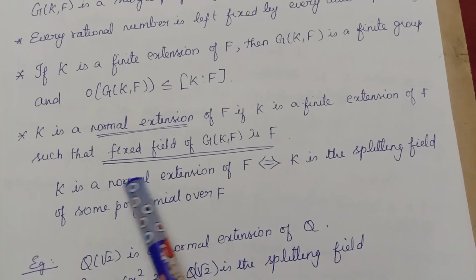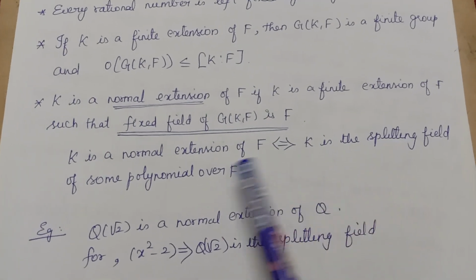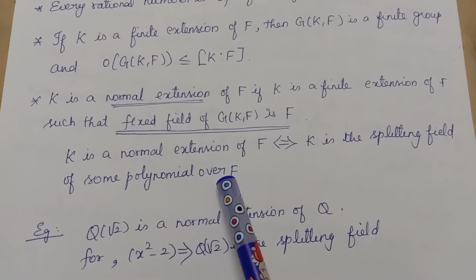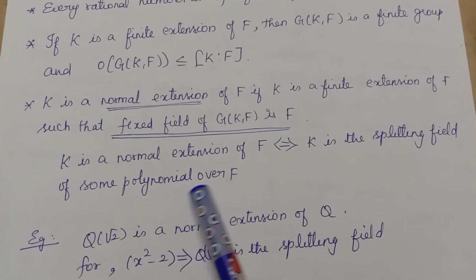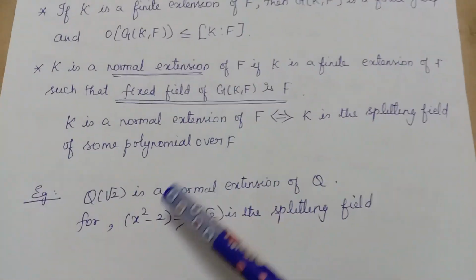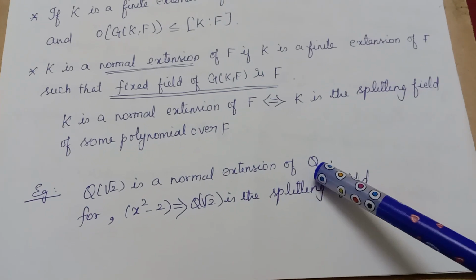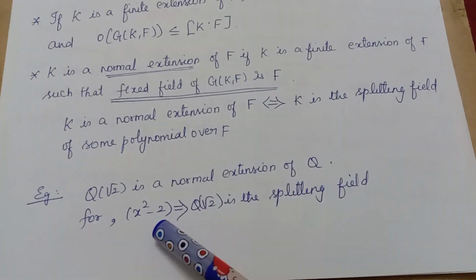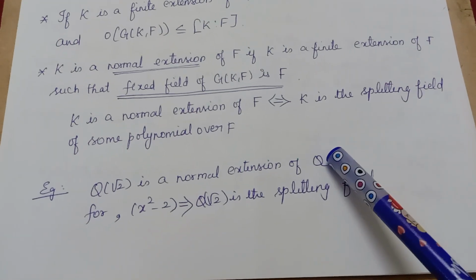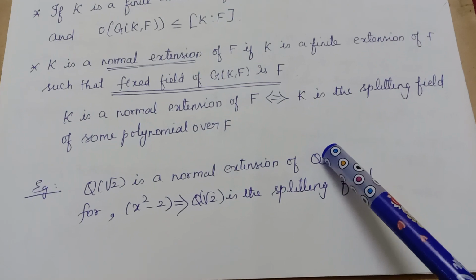Otherwise, K is a normal extension of F if and only if K is the splitting field for some polynomial over F. K should be the splitting field for some polynomial over F. So for example, Q adjoined root 2 is a normal extension of Q, because x square minus 2 equals 0 is a polynomial with rational coefficients. This is irreducible over Q, that we know. Why is it irreducible?